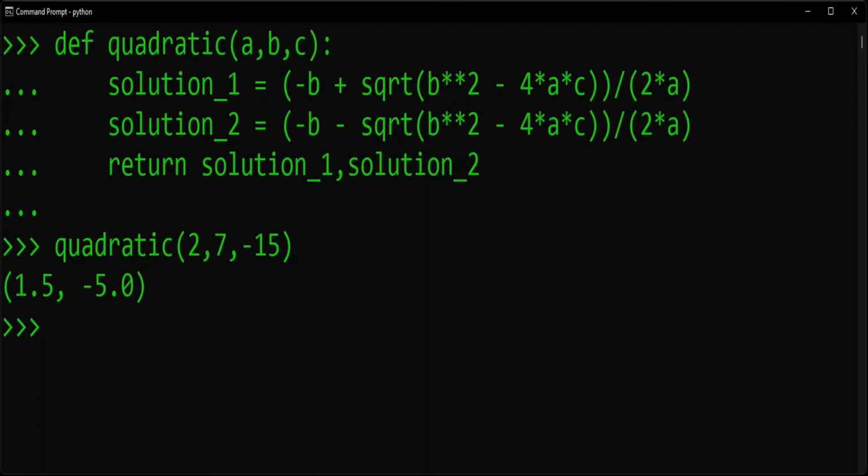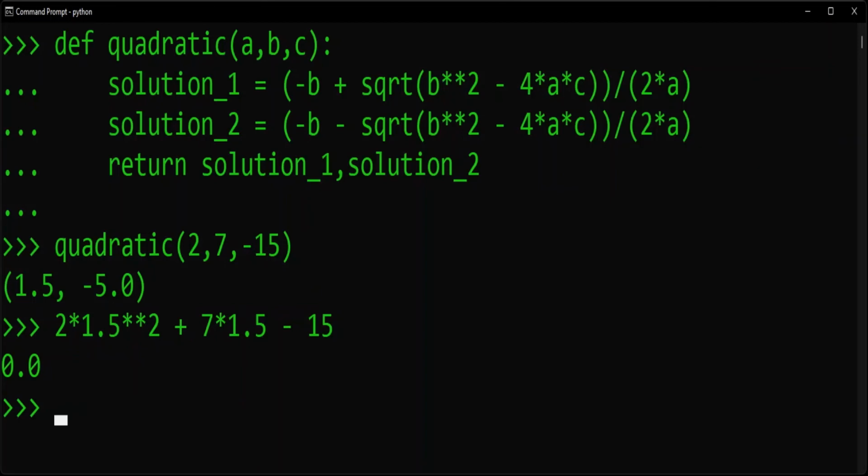Let's go ahead and plug those 2 values into our equation. Let's try 1.5 first. 2 times 1.5 squared plus 7 times 1.5 minus 15. And remember, for our solutions, it should make our equation equal 0. So 2x squared plus 7x minus 15 should equal 0 here if we plug in 1.5. Oh, okay, so that is a solution for this equation.